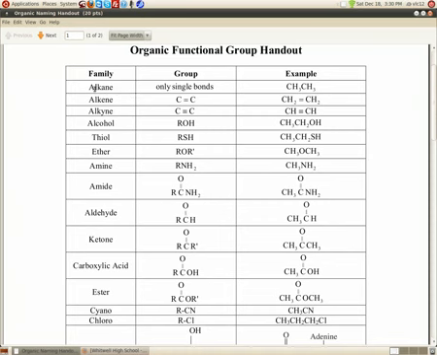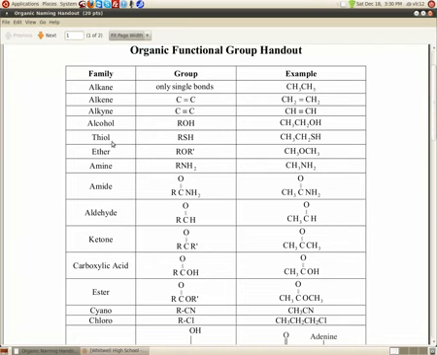Okay, an alkane is basically everything with all single bonds. An alkene is when you have a double bond. An alkyne is when you have a triple bond. An alcohol has a hydroxyl group, this OH that you see here. This R represents any carbon chain.